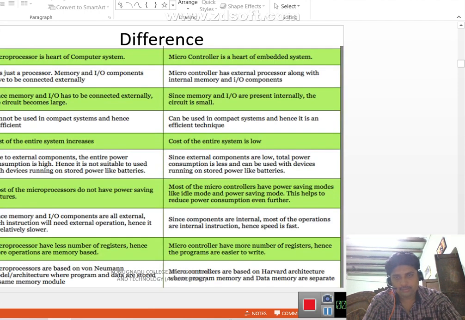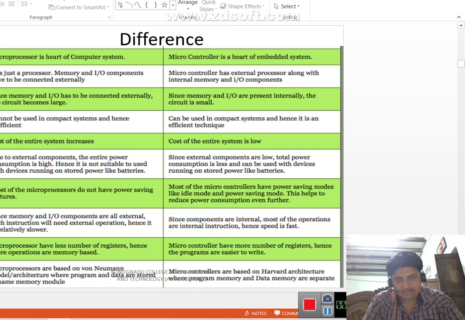So before going in depth into unit 1, we must know the difference between microprocessor and microcontroller. The microprocessor is the heart of the system, we all know it's a heart, whereas the controller is the brain of the embedded system. Since the memory and input output devices are connected externally in a microprocessor, they are external units, whereas in a microcontroller everything is connected in an internal structure. So these are the key differences between the microprocessor and microcontroller.